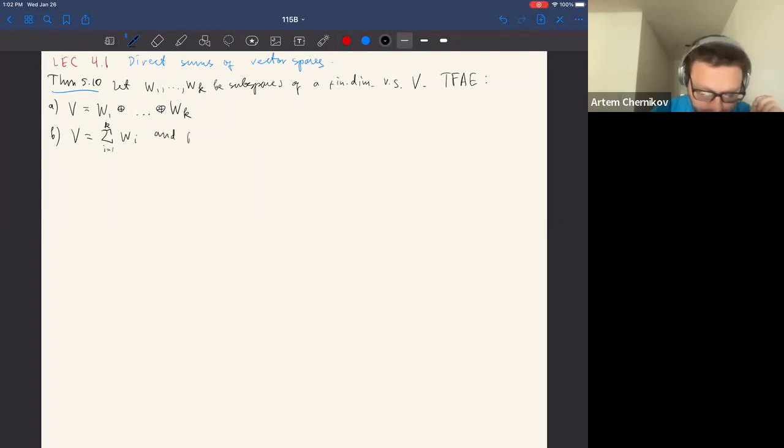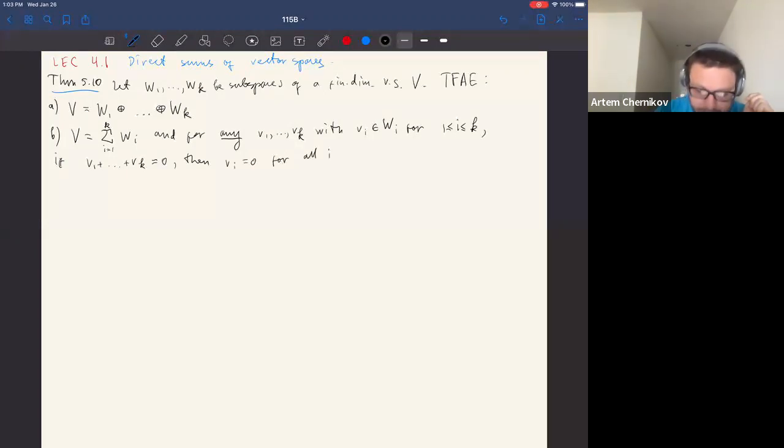And moreover, for any vectors V1 through VK such that the vector Vi is an element in the subspace Wi for all i between 1 and K, if the sum of these vectors is zero, V1 plus V2, et cetera, plus VK equals zero, then each Vi is already zero. So Vi equals zero for all i. All right, so these are the first two claims.